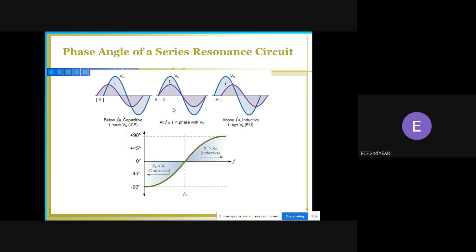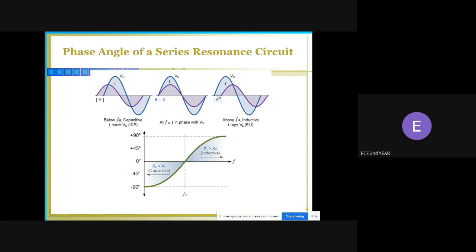So, the phase angle of a series resonance. What is the phase angle between inductor, capacitor, and resistance? For a capacitor, with the source voltage and the current, it is leading below FR. The current I will lead the voltage Vs in a capacitor. For the resistor, current and voltage are both in phase, so theta equals 0 degrees.